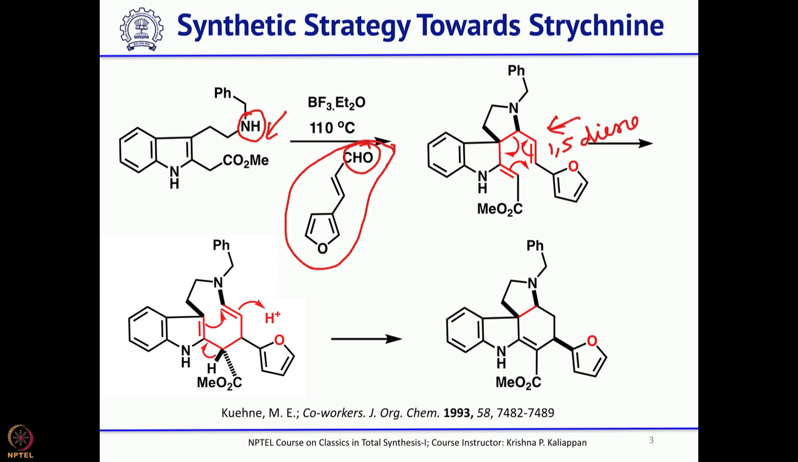For the synthesis of strychnine, he does not need this furan. He wants an aldehyde. So what he did? He started with the corresponding protected aldehyde. It's a furan. He got this compound. In the next slide we will also see how this starting material was made from commercially available starting material.